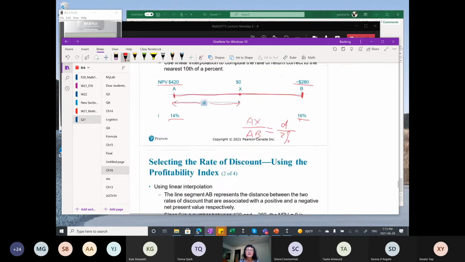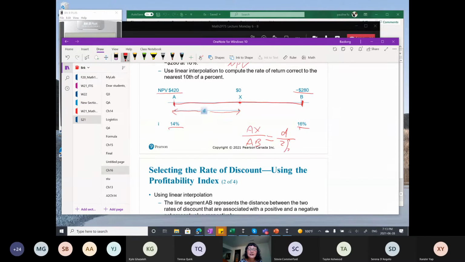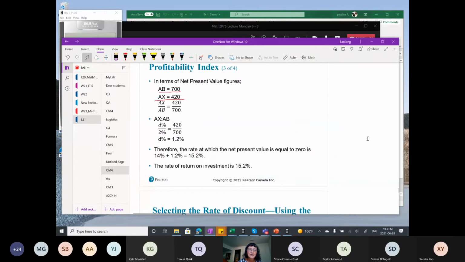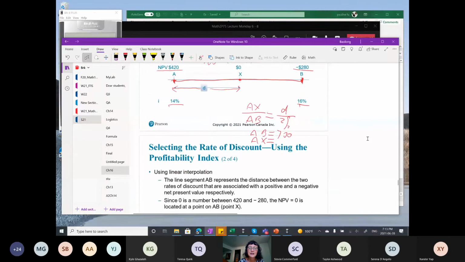Why? So AB, from A to B, the net present value. So you use 420 minus negative 280. So you get 700. So on another hand, AB equal to 700. Okay. And AX equal to 420. Okay, 420.